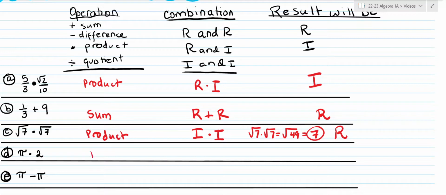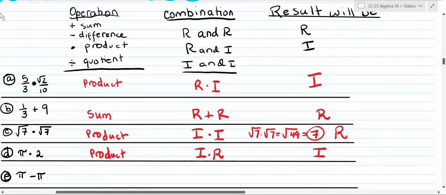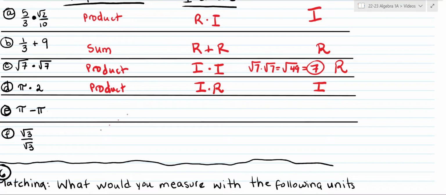This is multiplication again, so we're going to get a product. So this is the product of an irrational times a rational, right? Pi times 2. And so the answer is going to be irrational. This is a subtraction, so this is a difference. The difference comes from pi minus pi, which is irrational minus irrational, right? But since they're both irrationals, we need to do the math. What's pi minus pi? 0. And 0, my dear students, is rational.